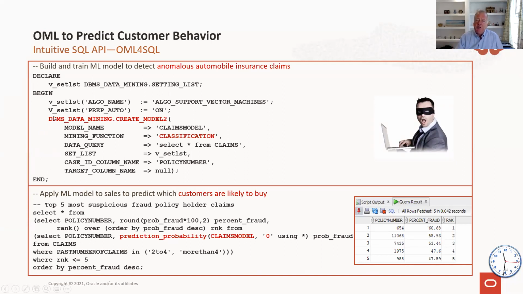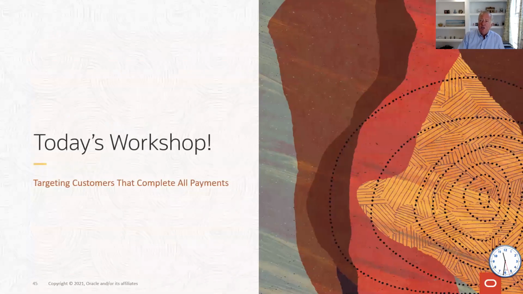And we put a GUI on this or example code in the notebooks. But that's all it really is. And once that model, the claims model, has been built, you can score it like that. It's just a SQL function. So I think we get to go on to our workshop now.